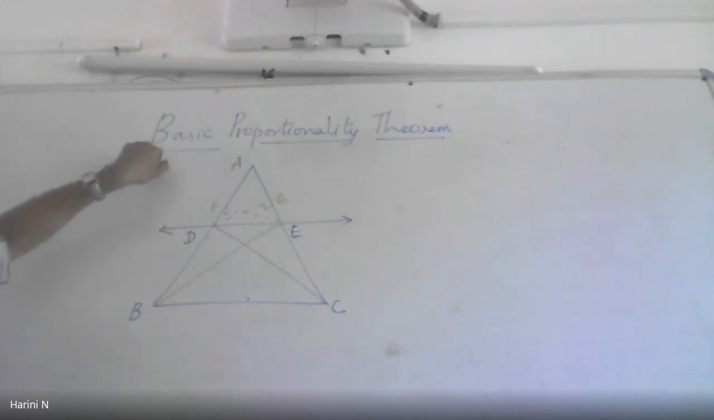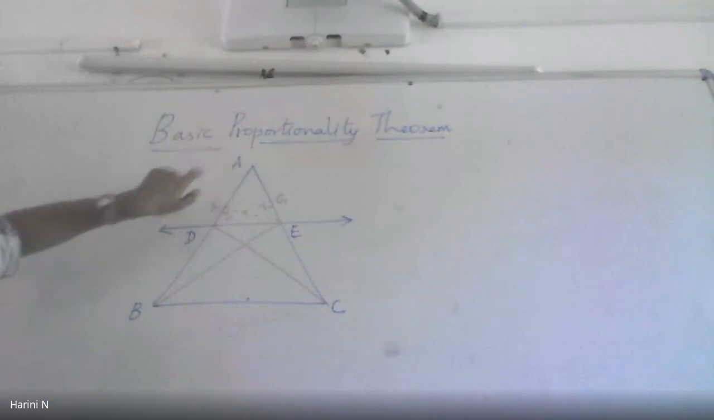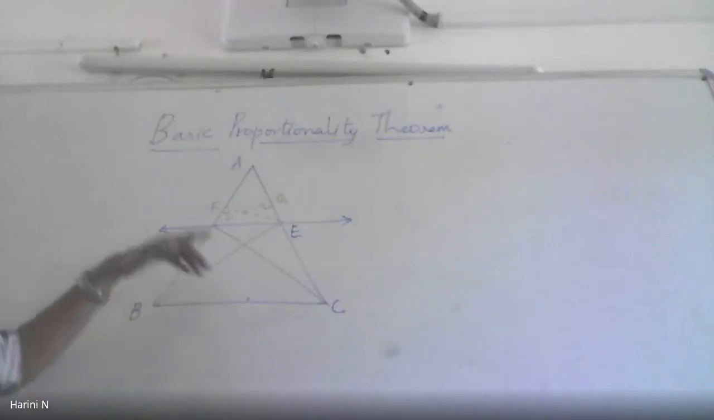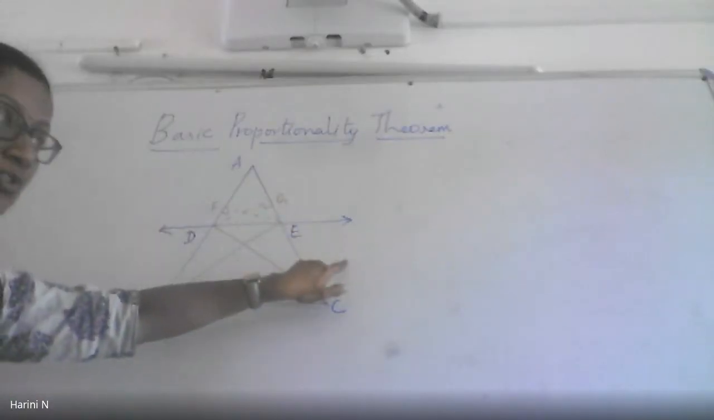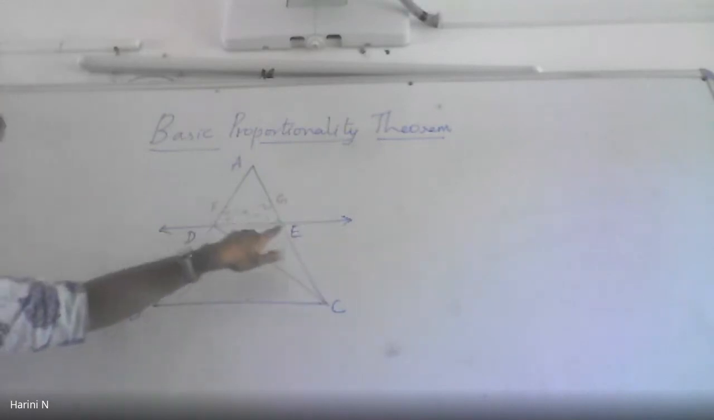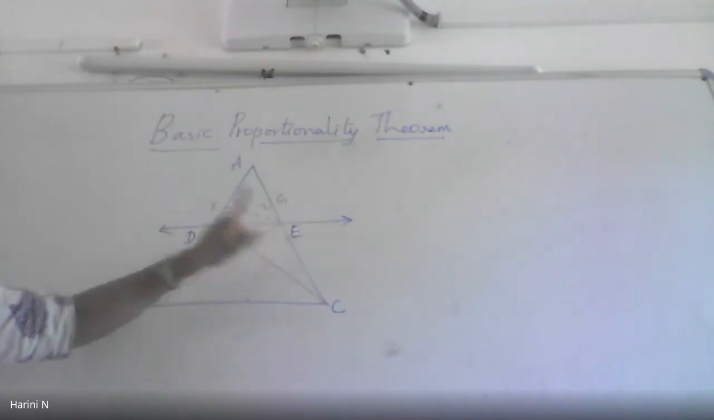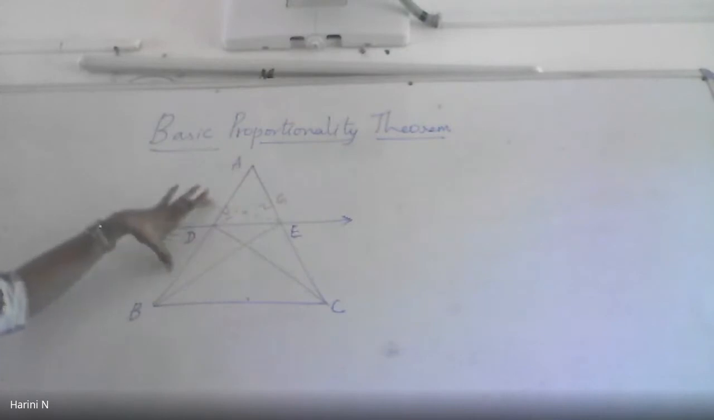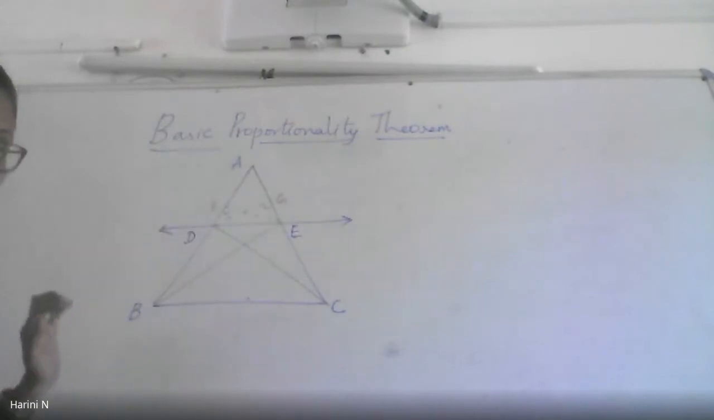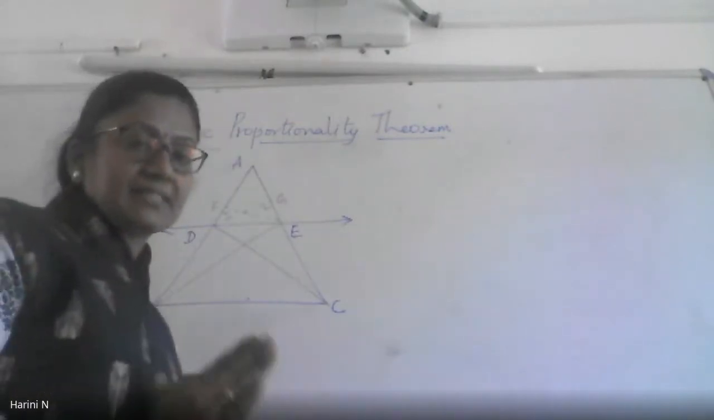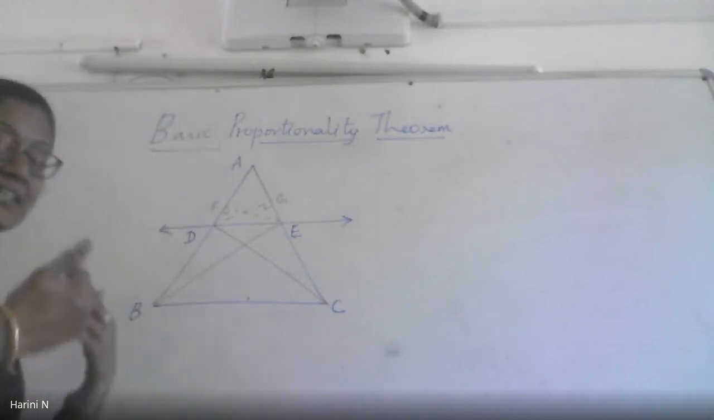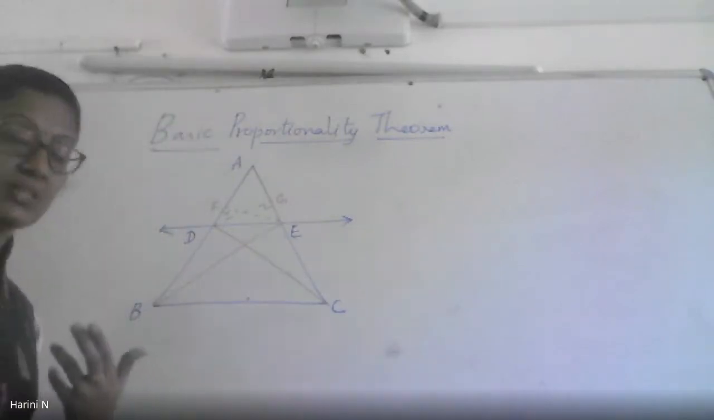At least you should have your notebook with you now. You should have written down the note. If a line is drawn parallel to one side of a triangle, intersecting the other two sides at distinct points, then the other two sides are divided in the same ratio.